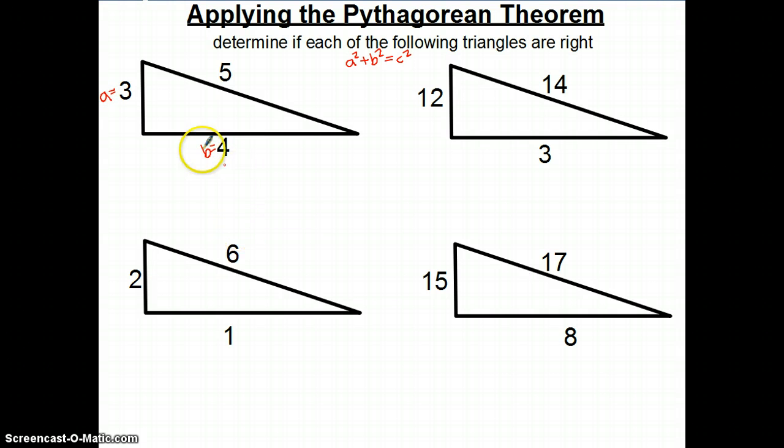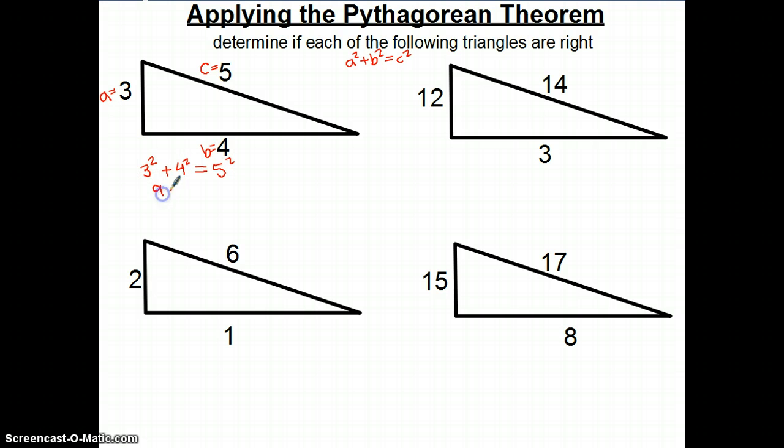Again, it doesn't matter. You could let b be 3 and a be 4. But C is always the longest side, and that would be 5. So I'm going to go ahead and plug these in. My A is 3, so 3 squared plus B squared, which is 4, 4 squared. Does that equal 5 squared?